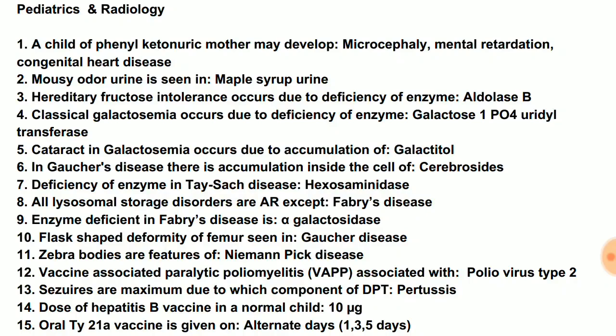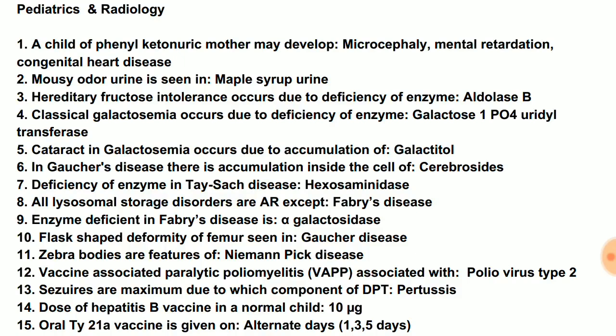Cataract in galactosemia occurs due to accumulation of galactitol. In Gaucher's disease, there is accumulation of cerebrocytes inside the cell. The deficient enzyme in Tay-Sachs disease is hexosaminidase.